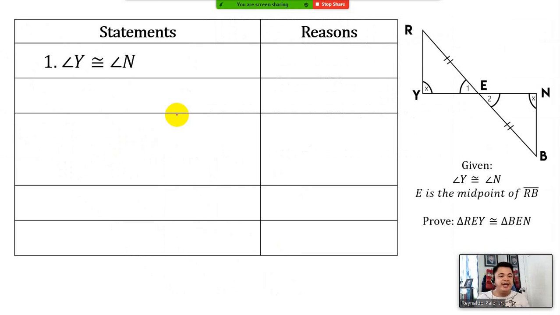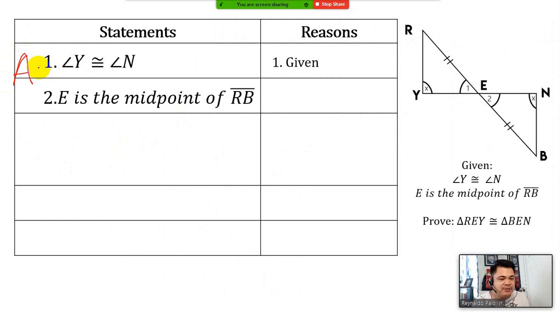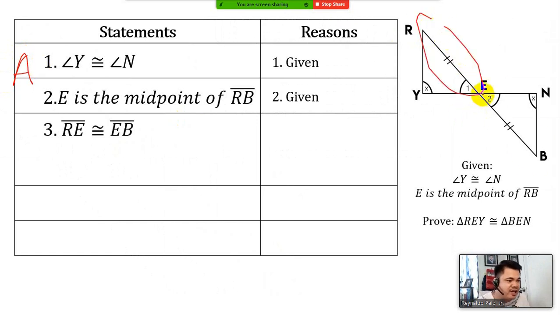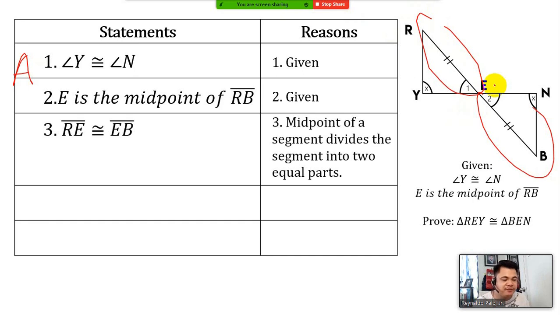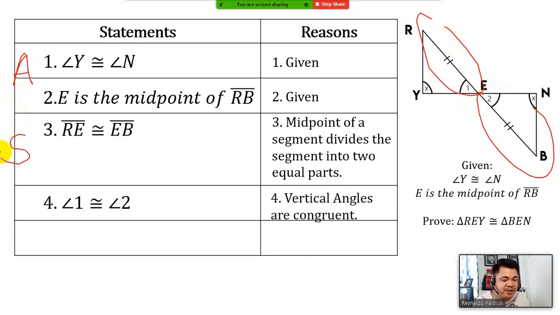Okay, so angle Y is congruent to angle N. That's a given, and that's our first angle. And then E is the midpoint of RB. That's also a given. Then we have the segment or the opposite side. So segment RE, this one, is congruent to segment EB. Why? Midpoint of a segment divides the segment into two equal parts. So this postulate is included in the postulates that I have discussed a while back. So this is S. And then lastly, we have angle 1 is congruent to angle 2. Vertical angles are congruent. So that's the last angle.